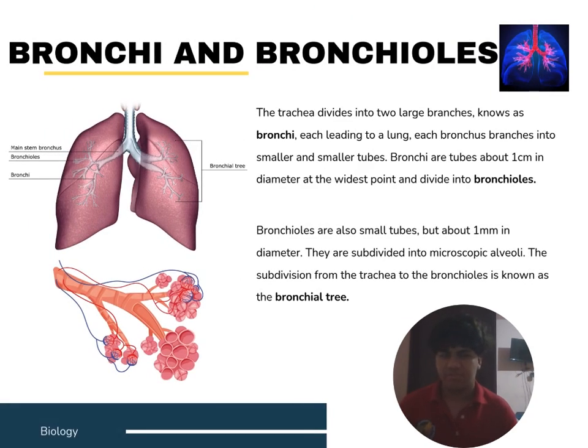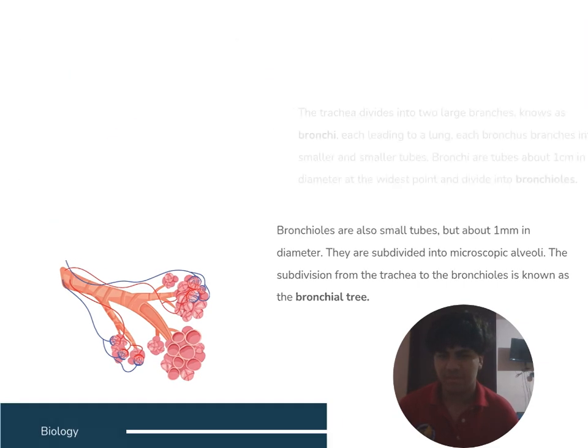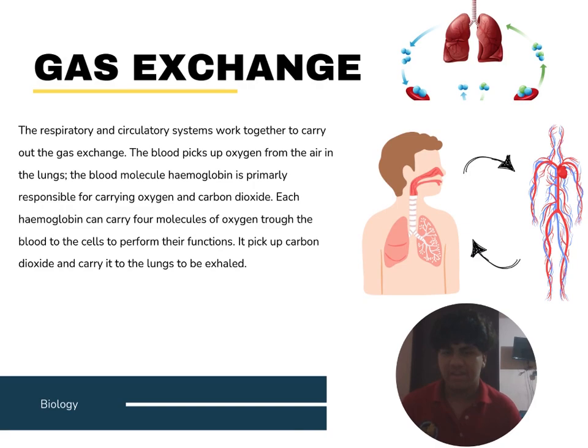Bronchi and bronchioles. The trachea splits into two bronchi 1 centimeter wide, each leading to a lung and branching into bronchioles that are 1 millimeter wide, ending in microscopic alveoli. This structure is called the bronchial tree. Finally, the gas exchange. The respiratory and circulatory systems work together. Hemoglobin carries oxygen to cells and removes carbon dioxide for exhalation.